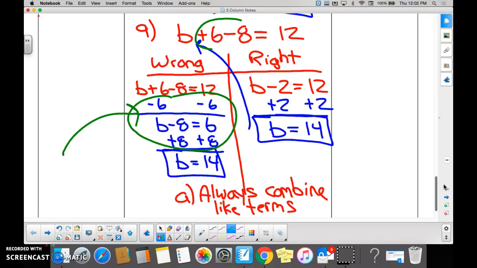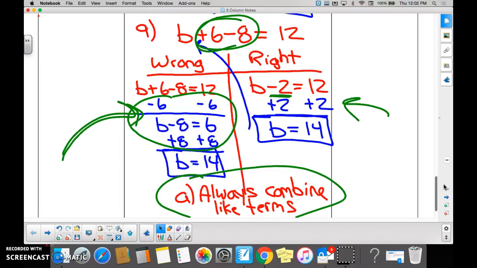Since 6 and 8 are like terms, we can combine plus 6 and minus 8. What is plus 6 and minus 8 equal to? Negative 2. So our new problem was b minus 2 equals 12. Look how much smaller this problem is compared to this problem. Is it an option to do one way or the other? No. If I'm your teacher, it's not an option. You must always combine like terms. Always. Questions?